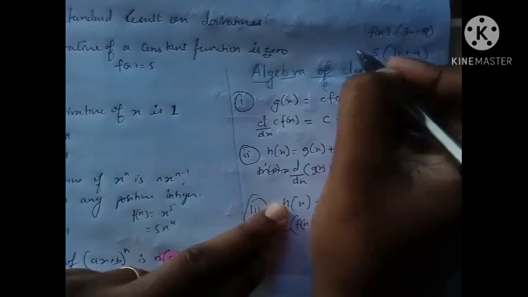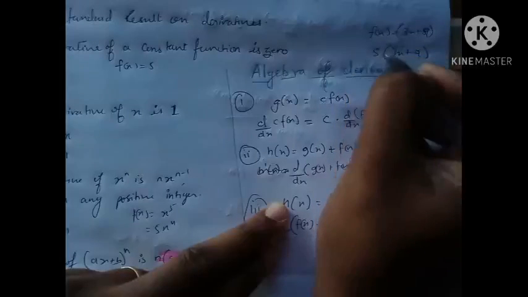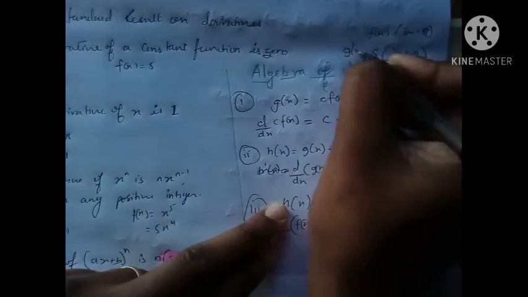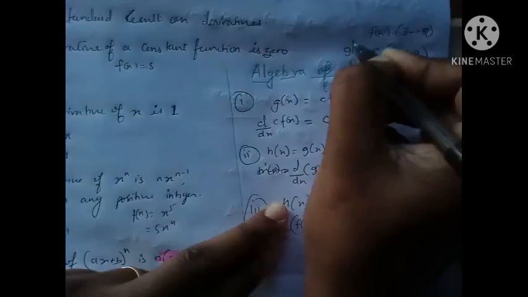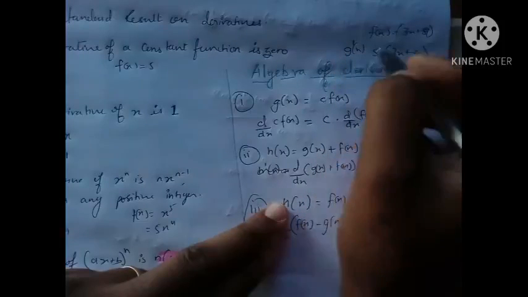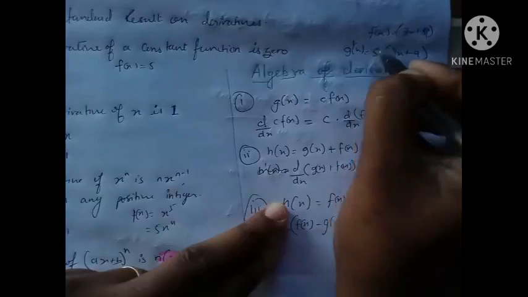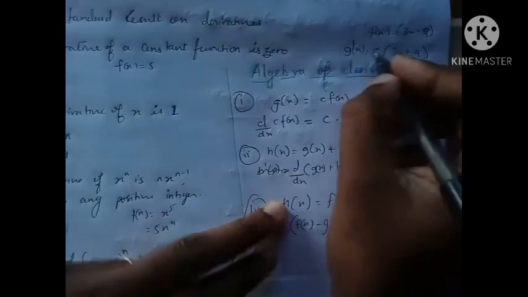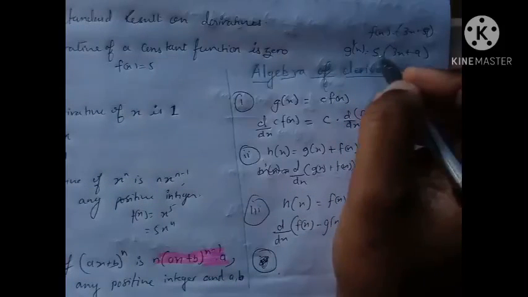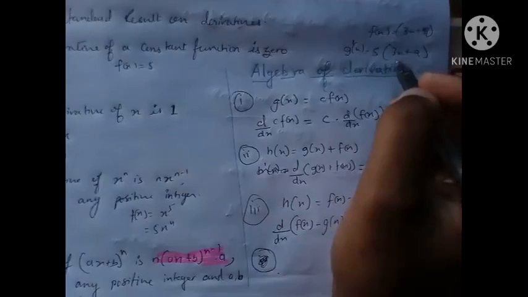So when I start finding the derivative of this, g dash x, the 5 comes in front. Okay, 5 doesn't have any derivative whenever it's with any algebraic term.